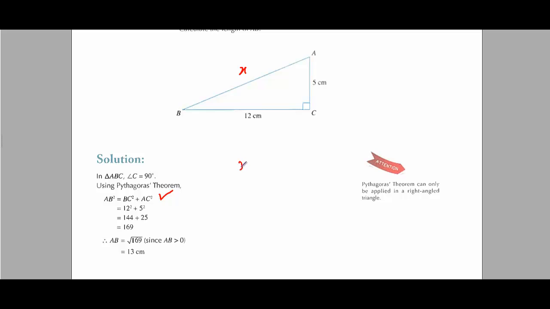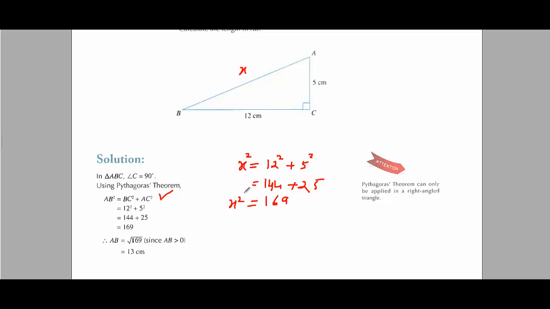So what will it be? X square, hypotenuse square. The longest side is the hypotenuse, it is the subject. And then 12 square plus 5 square. Okay, so it is 144 plus 25, that is 169. So X square is 169.